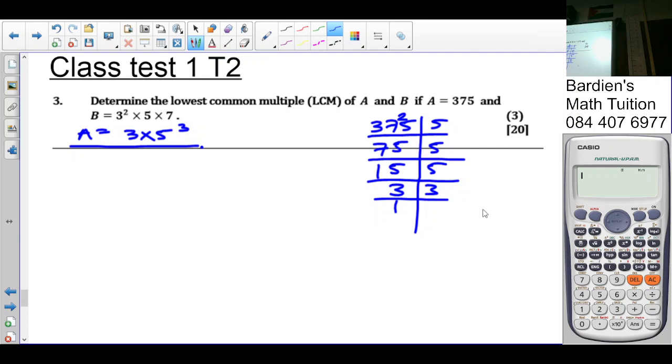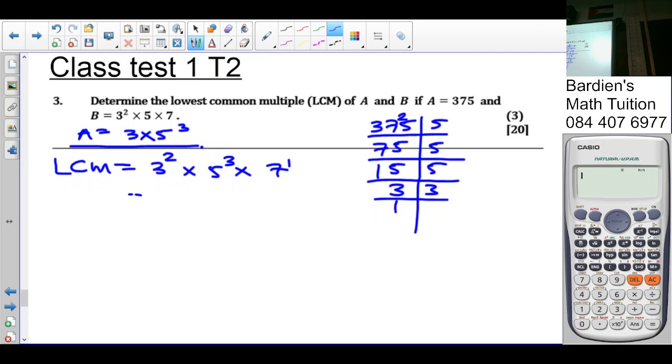So what we do is, for the LCM, consider all the bases. So there's a 3, there's a 5, and there's a 7. The highest exponent on 3 is what? 2. The highest exponent on 5 is what? 3. And 7 is 1. And there's your lowest common multiple.